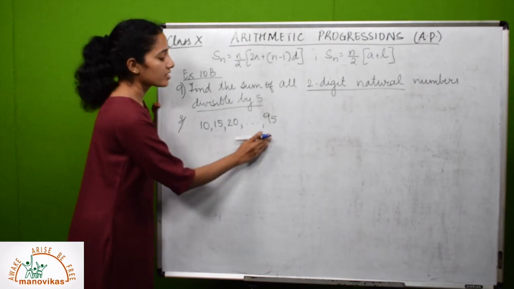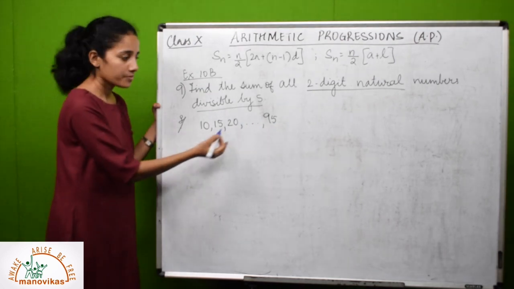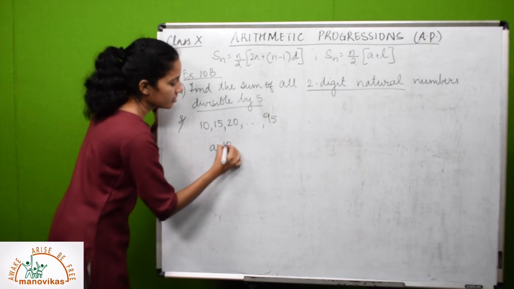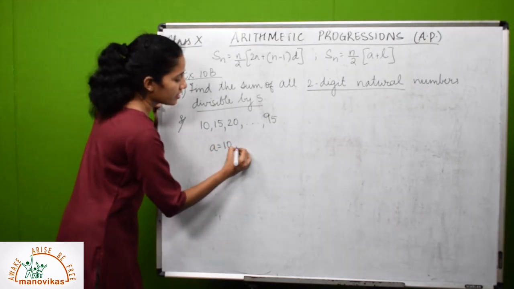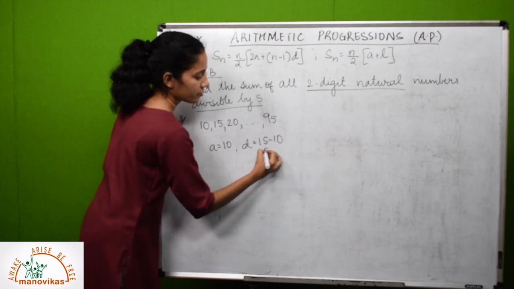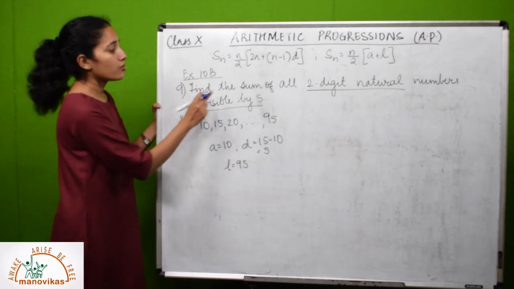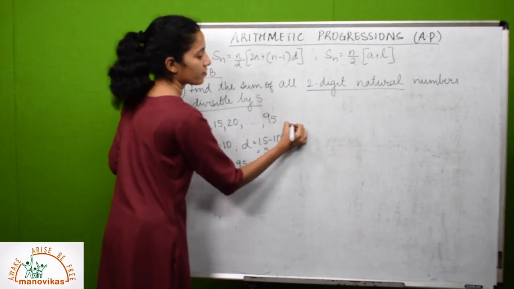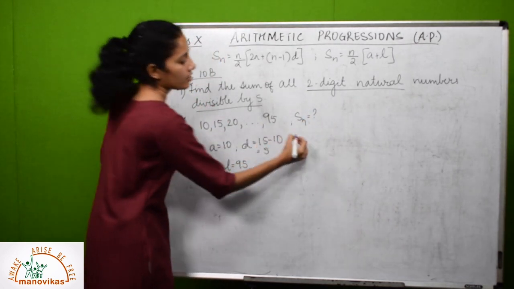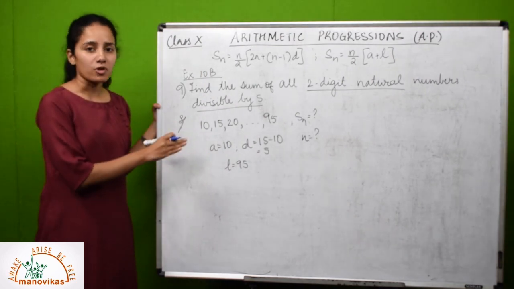So once you have written the sequence, we see that here again, this is a finite sequence wherein the last term is given. So you have a, that is 10, the first term. The difference is the second term minus the first term, which is equal to 5. And the last term is 95. Now in order to find the sum, that is Sn, what do we require? n. So you require n. This is the same as the previous problem that we have done.